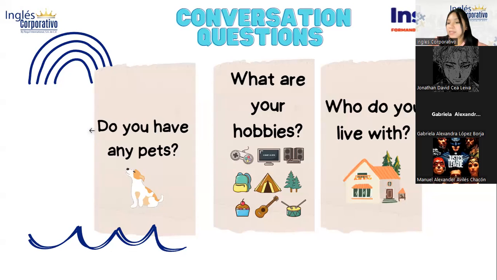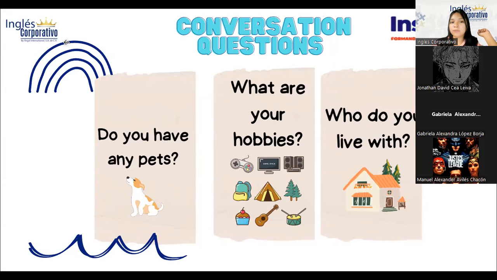Okay, Gabriela and Manuel Alexander, are you there? Yes. Okay. Jonathan David, usted le hace la pregunta a Manuel y Manuel se la hace a Gabriel. Okay. Empiezo. Yes. Do you have any pets? No, I don't have. What are your hobbies? My hobbies are play video games, and play football. Okay, excellent.